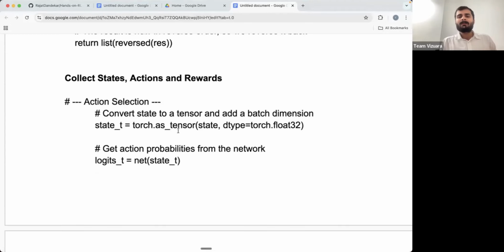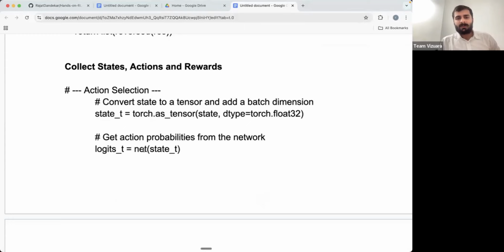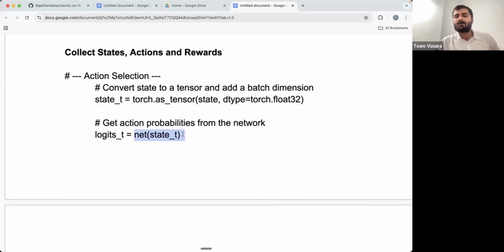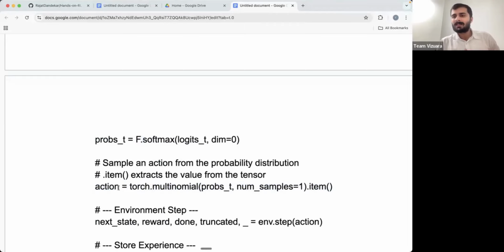Now the next step is to collect the states, actions, and rewards. Remember, I mentioned that one of the steps is to collect states, actions, and rewards, which is the trajectories. This is exactly what we are doing here. So first we pass the states through the neural network and we collect the logits, which are the action probabilities. Then we take the action. So we first convert to probabilities by using a softmax layer, and then we pass it to a torch.multinomial, which basically selects the action based on the probability distribution.